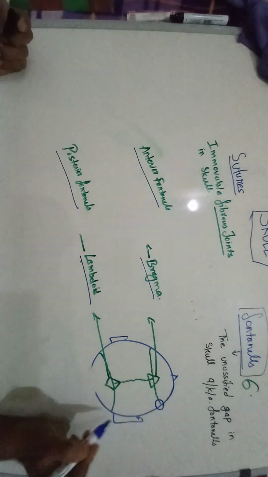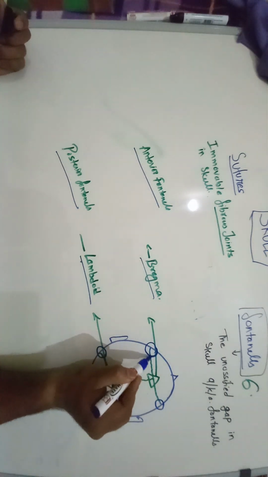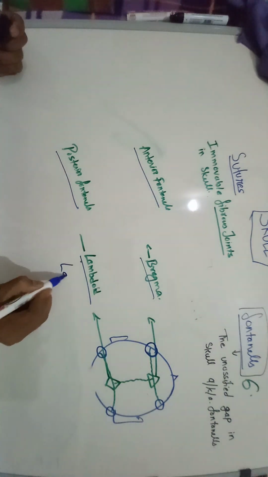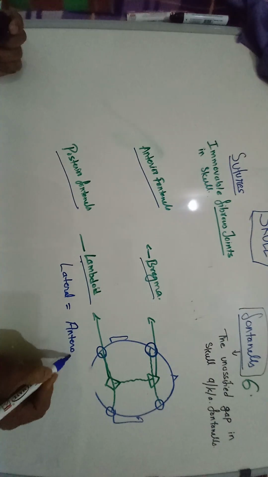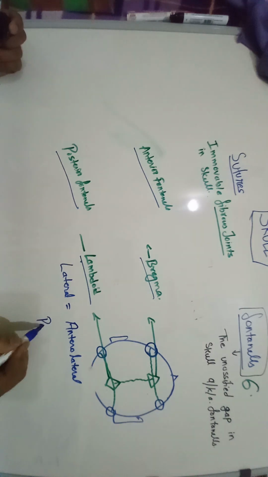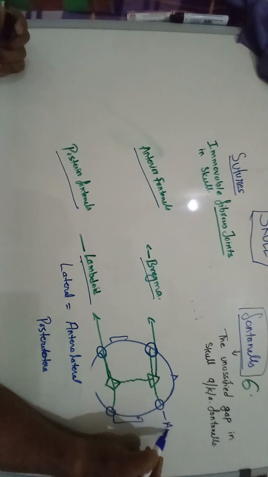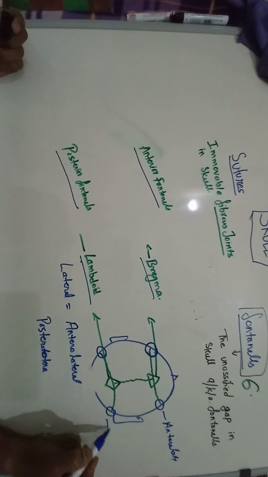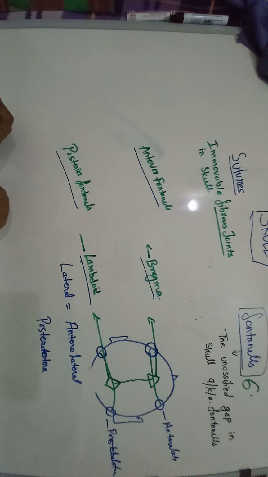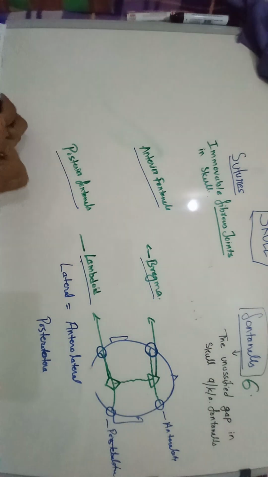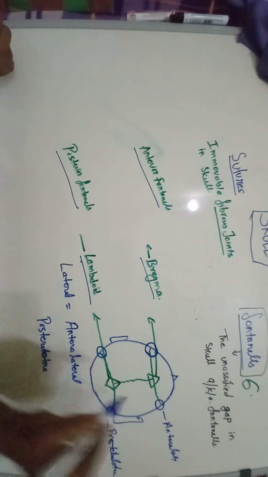And what about lateral? This is lateral. Unossified bones are there. I told you, anterolateral and posterolateral. This is anterolateral and this is posterolateral. Simple. Anterolateral and posterolateral. Now see how they close. They are like this.